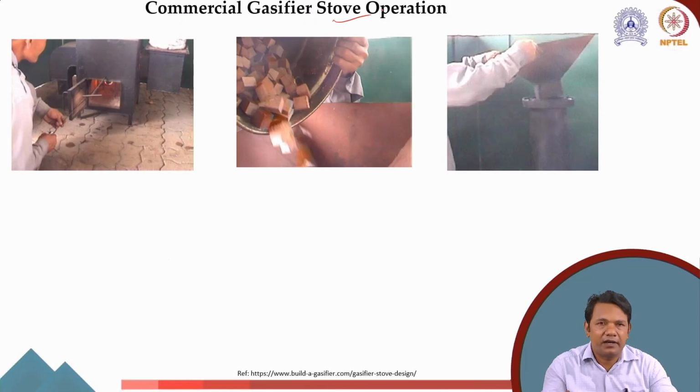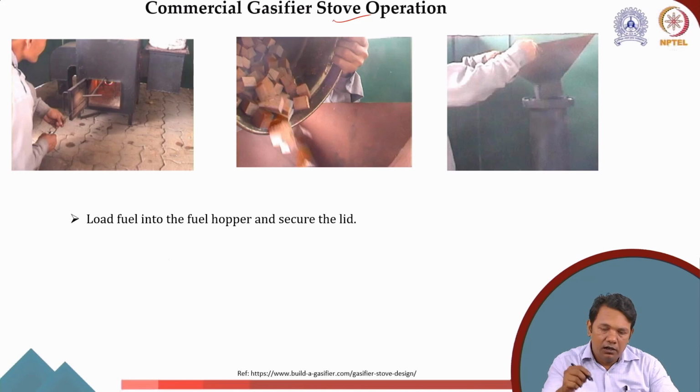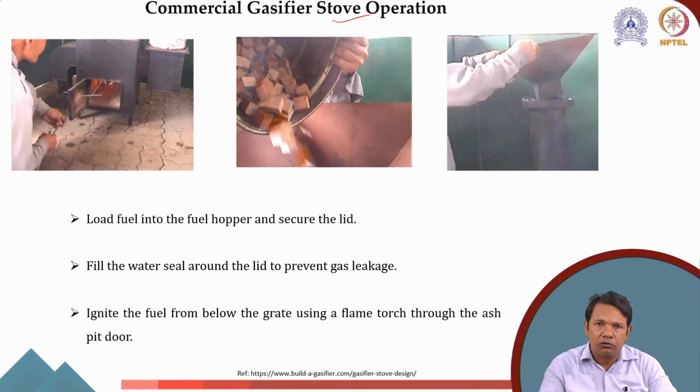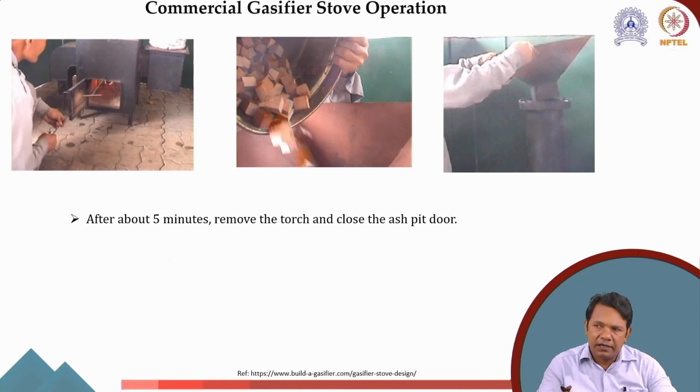So the operation is very simple. It's not rocket science. There is a fuel chamber. You open the lid, feed the fuel into it, close the lid, and then seal it with water. You fill the water seal with water to prevent gas leakage, and followed by that you ignite through the ash pit door to burn the fuel, and then gasification starts. Because there is a whole lot of biomass storage, you are able to run it for a long time, or at commercial scale.